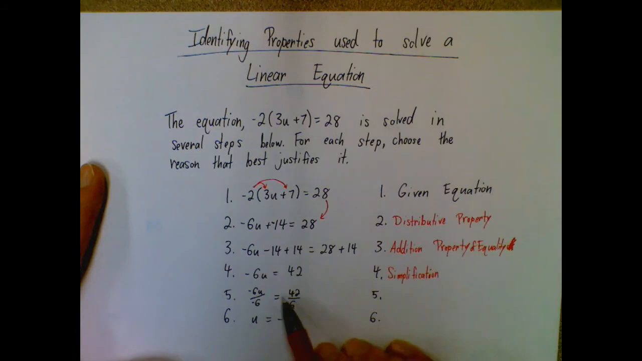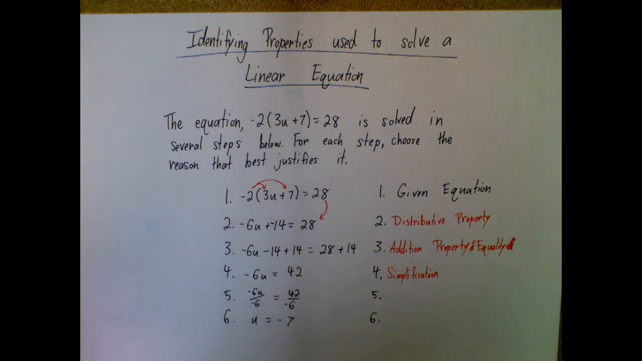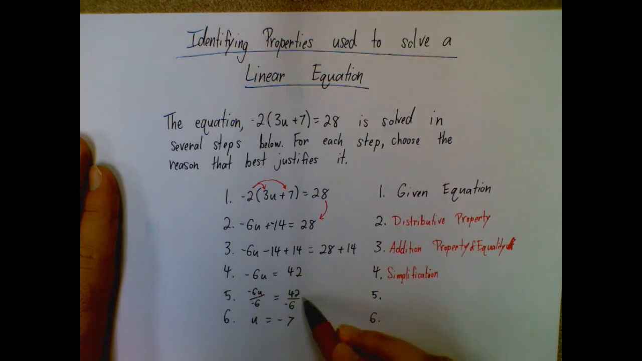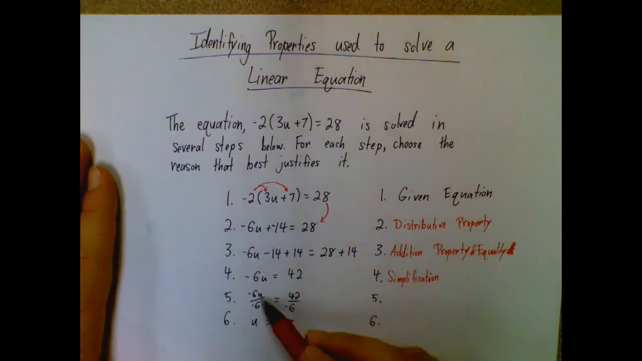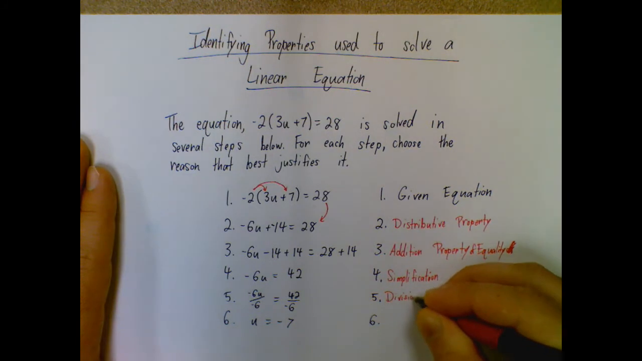Over here, what am I doing now? I had negative 6u, and I'm dividing by negative 6. 42 divided by negative 6. I'm doing it to both sides, so it's going to be one of our properties of equality. Just which one is it? What am I doing? We're dividing by negative 6, so it's the division property of equality.